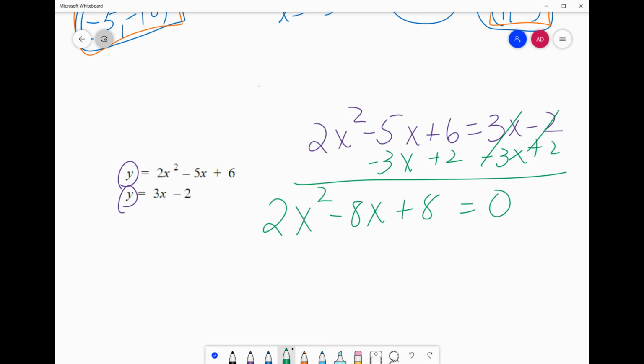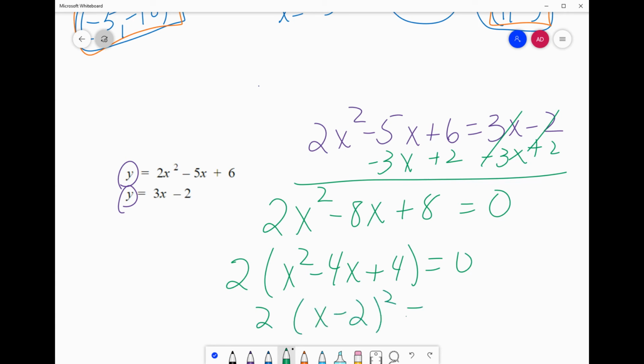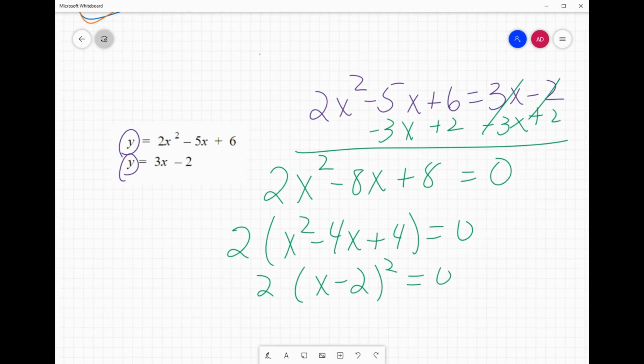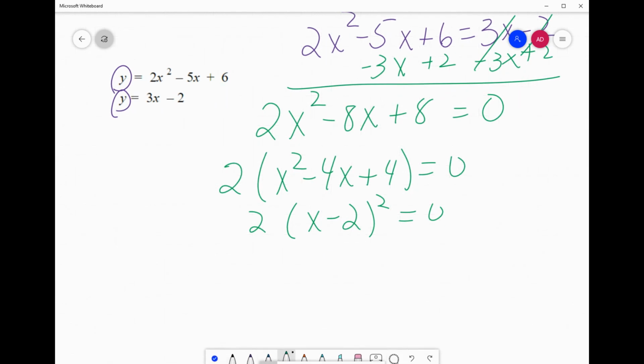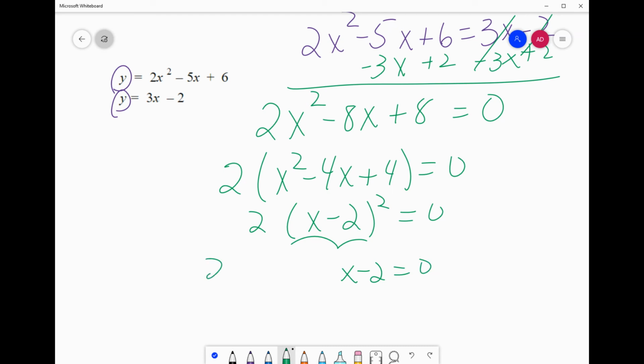Fair enough? All right. Now, factor out a 2, and you're left with x squared minus 4x plus 4. So you're like, okay, wait a minute. Oh, yeah, that's a perfect square trinomial. Yeah, that factors. So check it out. Setting the factor equal to 0, I say, okay, well, x minus 2 is equal to 0, and 2 is equal to 0. Well, that's crazy talk. 2 can't be 0, but x can be 2.